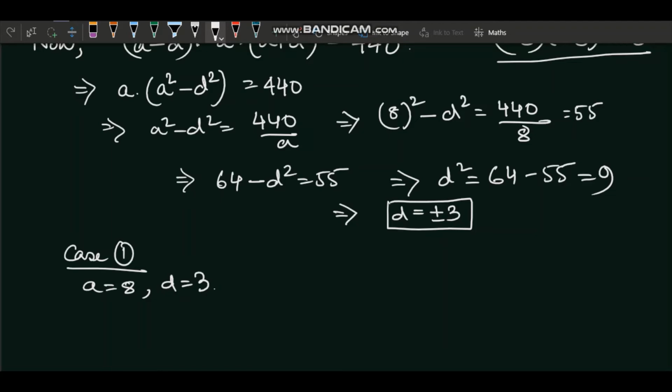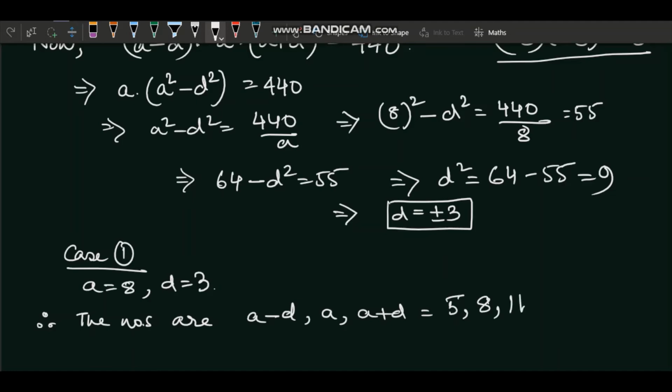So what are we getting? Therefore, the numbers are a minus d, a, and a plus d. So obviously a minus d, that is 8 minus 3, is 5. Then you have a, which is 8, and then you have a plus d, which is 11. So the three numbers in AP are 5, 8 and 11.